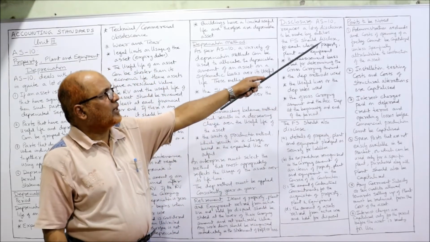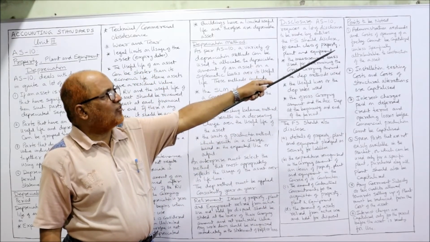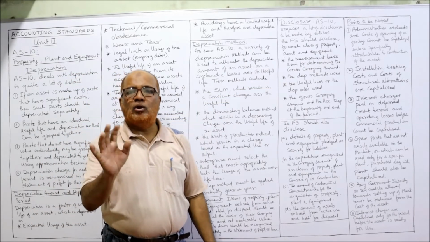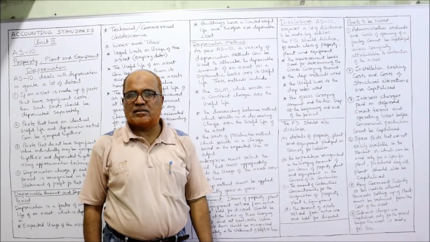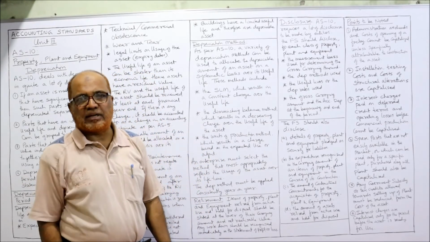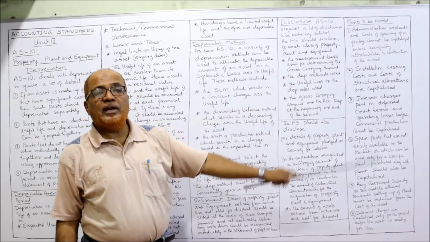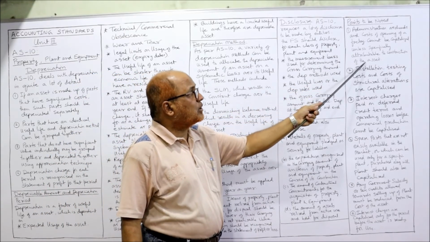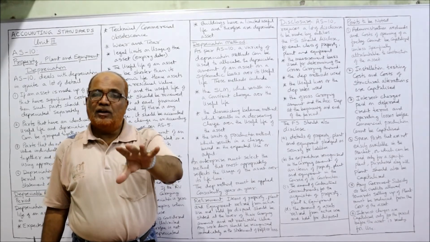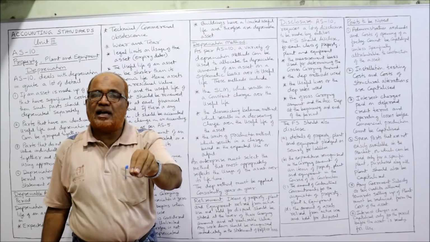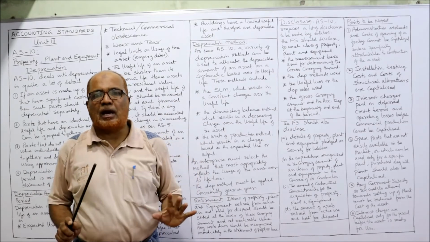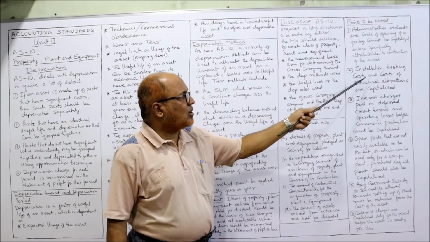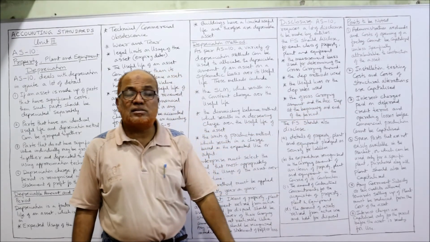What are the points? First point, administration overhead and cost of opening a factory cannot be capitalized. Administration overhead is nowhere related to the cost of the asset. So administrative expenses should not be capitalized. Apart from that, the cost of opening a factory should also not be capitalized unless specifically attributable to the construction of the asset. If the cost is incurred specifically for the construction of the asset, then it should be capitalized. Otherwise, not.